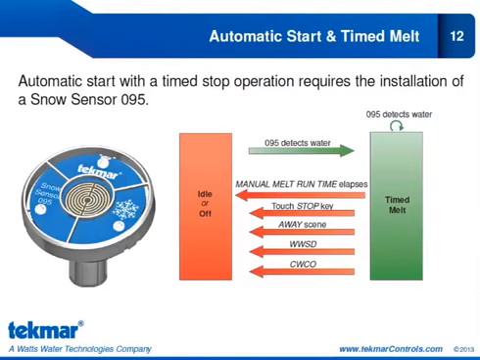If the ambient temperature drops below our cold weather cutout setting, then we have a melt suspended state. Whenever we come back out of cold weather cutout, we will continue to melt, and the length of that melt cycle will be whatever time was remaining from the previous timed melt. So whatever manual melt runtime was still remaining is how long it will continue to melt for, unless of course the 095 detects water again.